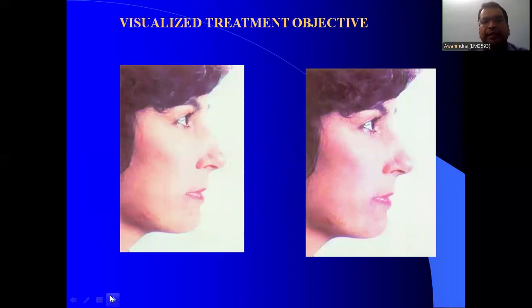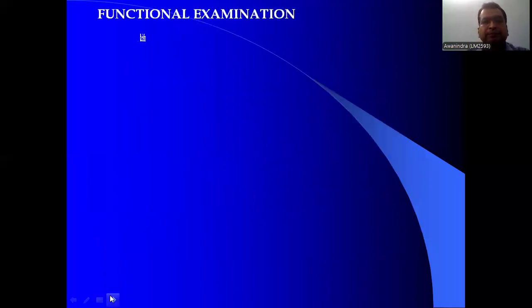Visualized treatment objective is one of the methods to see the treatment prognosis in class 2 and mild class 3 cases, where we put the patient's jaw in a forward position and we assume how much change we can achieve by the myofunctional appliances.